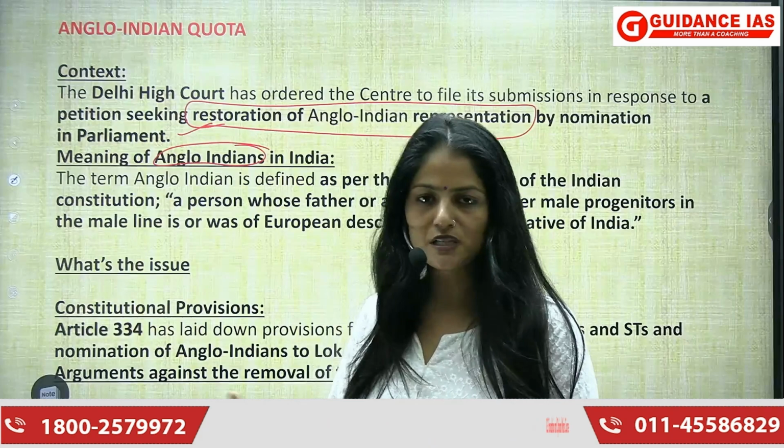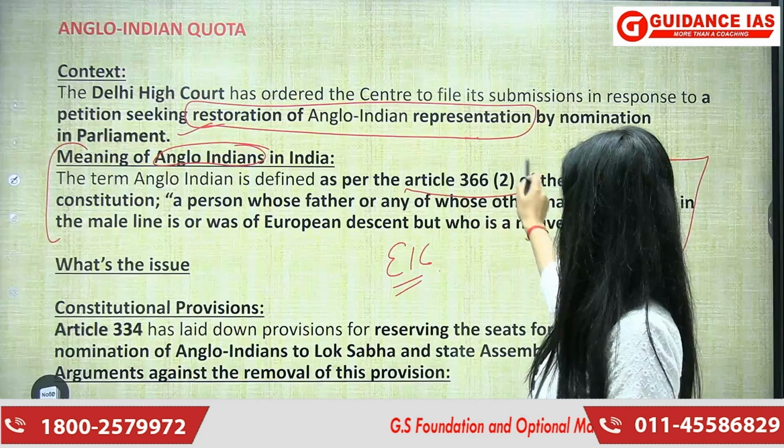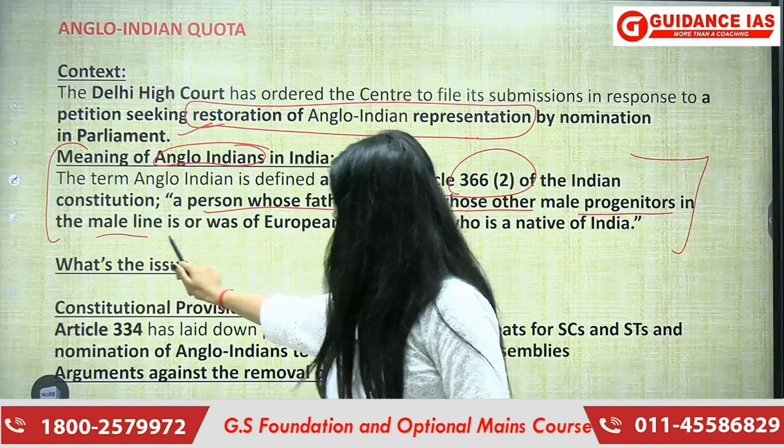So I'll just read it for you. Though we have understood where exactly it originated from, this has been defined as per Article 366(2). We'll understand it, don't worry. But what exactly is it? It is a person whose father or any of whose other male progenitors in the male line was of European descent, but who is a native of India, right?